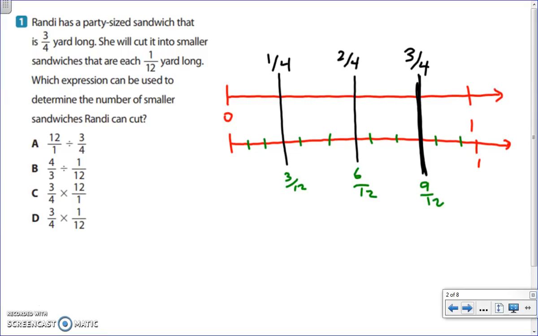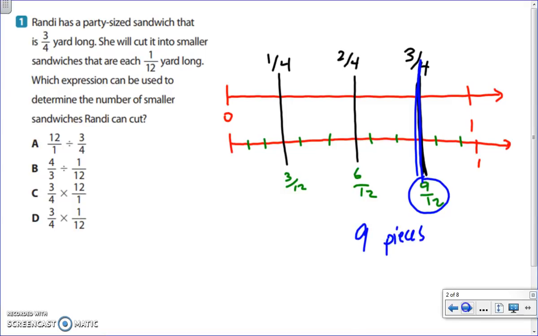Now the question asks, if we have 3/4 of a sandwich, or a sandwich that's 3/4 of a yard long, how many 1/12 pieces could we have? So I could actually solve this by saying, I need to know how many 1/12 pieces there are in this much, and we can see very clearly that there are 9 1/12 pieces. So we would say that there are 9 pieces.